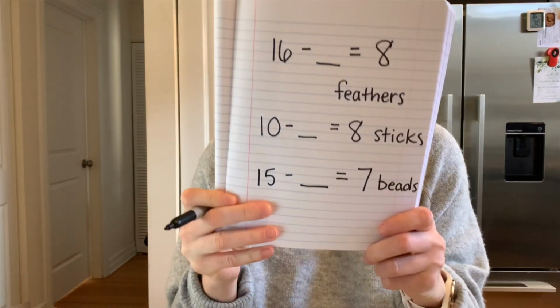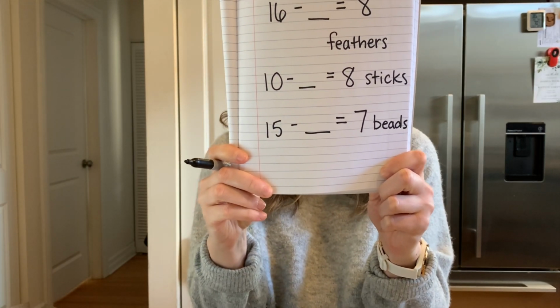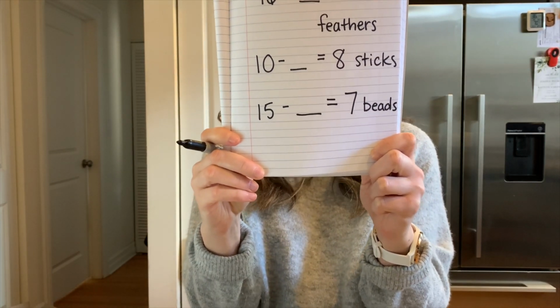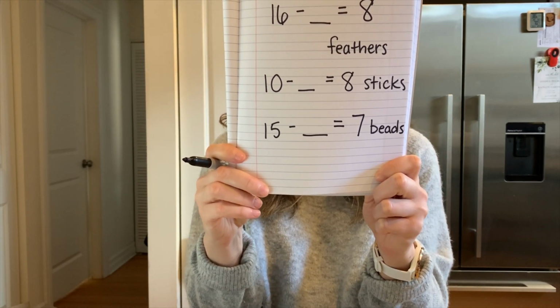All right, the last one says, Tanya has 15 beads. She used some beads to make a necklace. Now she has 7 beads. How many beads did Tanya use in her necklace? All right. So she had 15 beads to start with, she used some of the beads to make a necklace, but we don't know how many. Now she has 7 beads. How many beads did Tanya use in her necklace?